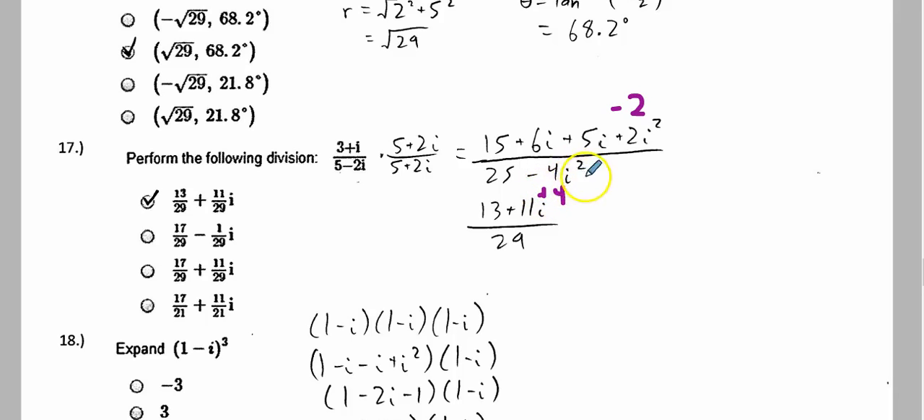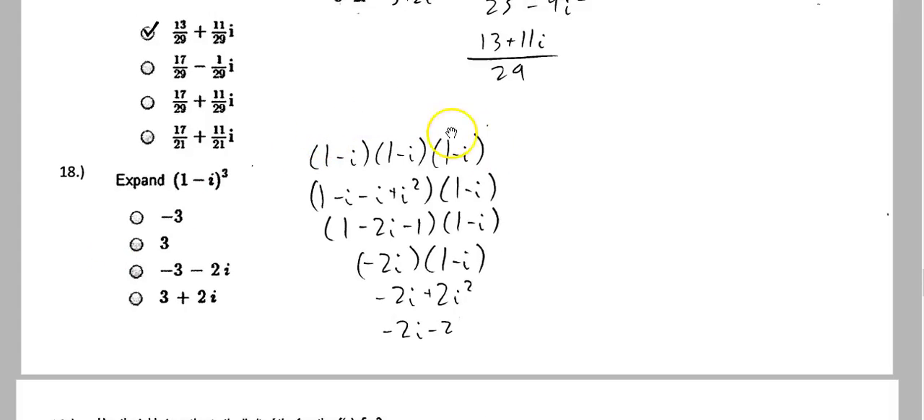So by replacing the i squareds with negative 1s, I was able to say 25 plus 4 is 29, and 15 minus 2 was 13. They did split that up as two different fractions, the 13 over 29 plus the 11 over 29i, but they could have just as easily left the answer in that form.